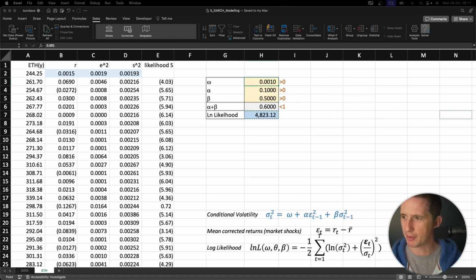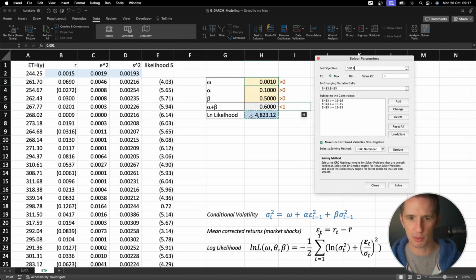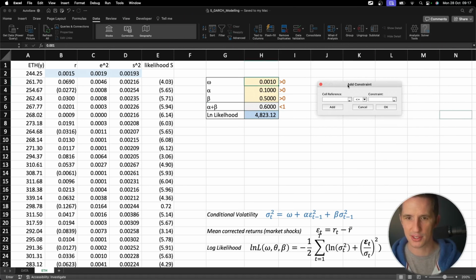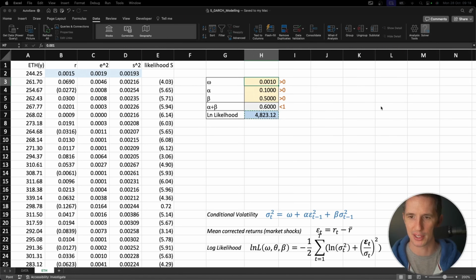Fine. And then finally, the next one we want to add is this a plus b, which is going to be alpha plus beta, I should say. It should be less than 1, so I want to add that. Should be less than or equal to 0.99999. I don't know how many 9s. I could have done the whole 9e thing, but this is how I'm going to write it. And there we go. It's got to be less than 1.